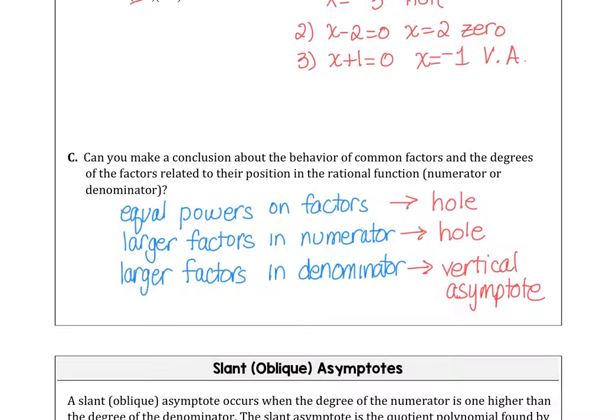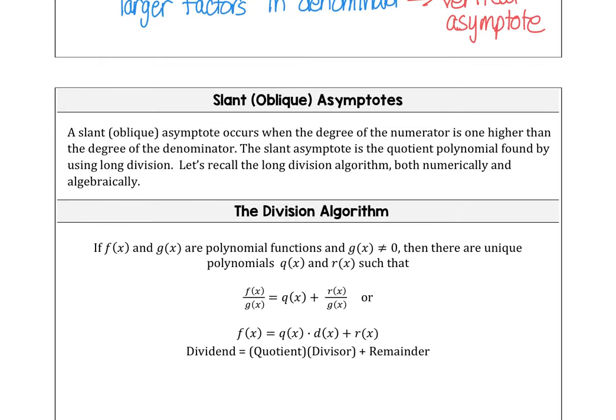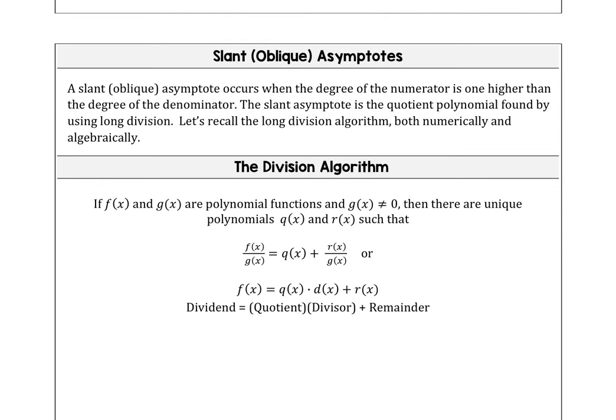Here's my understanding. I hope you agree with that finding as well. Let's move on to look at slant asymptotes one more time. A slant or oblique asymptote occurs when the degree of the numerator is 1 degree higher than the degree in the denominator. The slant asymptote is the quotient polynomial that's found by using long division.